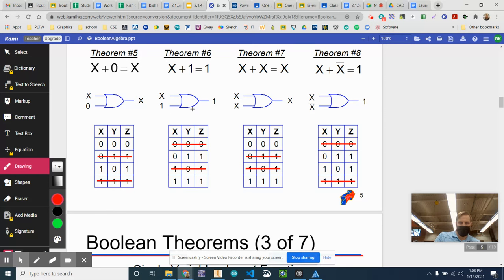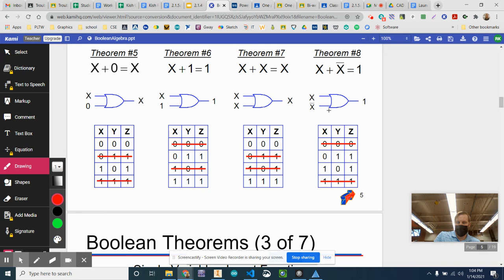In theorem 6, this is actually kind of the opposite. If we're guaranteed a 1 on one side, it does not matter what x is, the gate will always pass. If x is on or off, it makes no difference. The 1 on the input guarantees us a 1 on the output. Number 7, similar again to one of the AND gates. If they're both x, it really just depends on x. If x is a 0, it's a 0 on the output. If x is a 1, it's a 1 on the output.